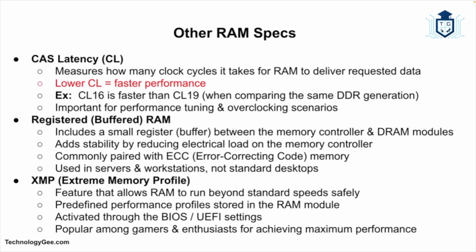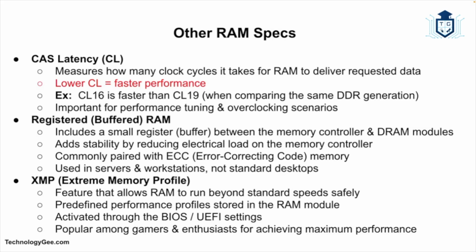Now, while the A Plus focuses mainly on the points that we just talked about, you may also run into these terms right here. When it comes to RAM, you've got what is called CAS or CAS latency, and this refers to how many clock cycles it takes for the RAM to deliver requested data. And the lower the number, the faster it is. So for example, CL16 is better than CL19, assuming the same DDR type.